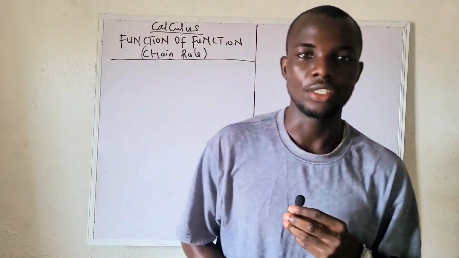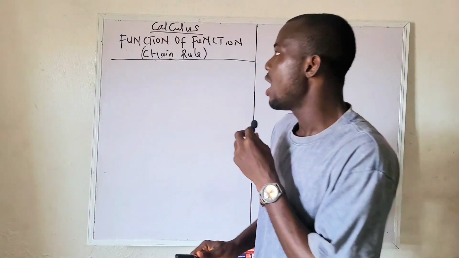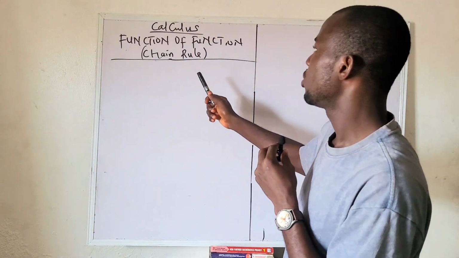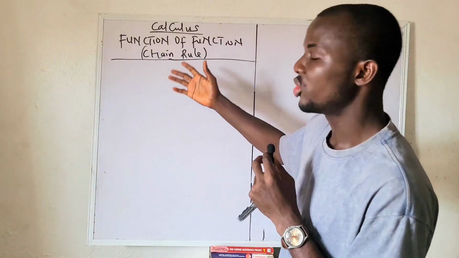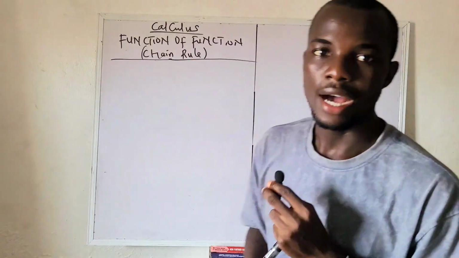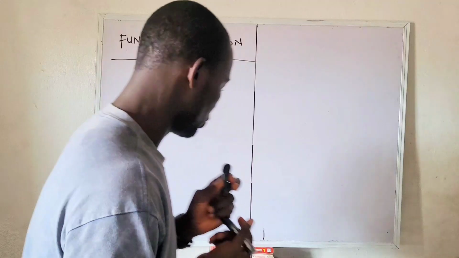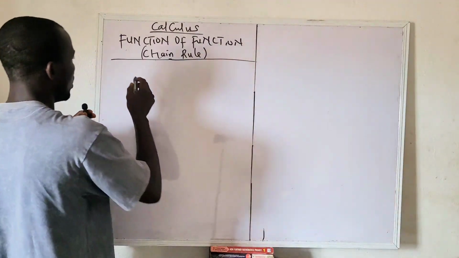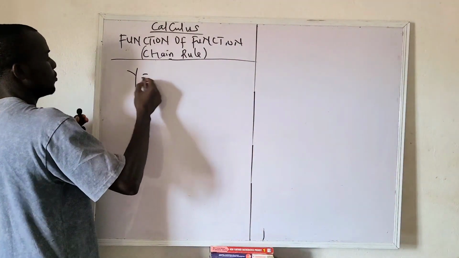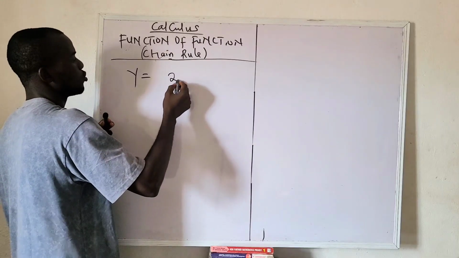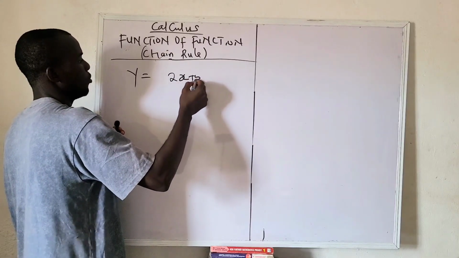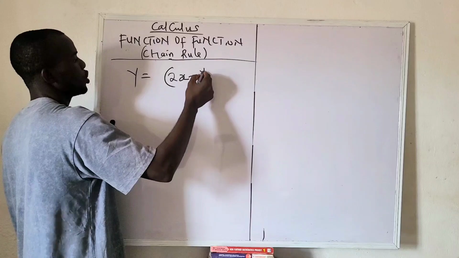We want to look at another aspect in calculus under differentiation, and that will be function of function, otherwise known as the chain rule. Now, let's assume that we have y given as a function of, let's say, 2x plus 5 raised to power n.